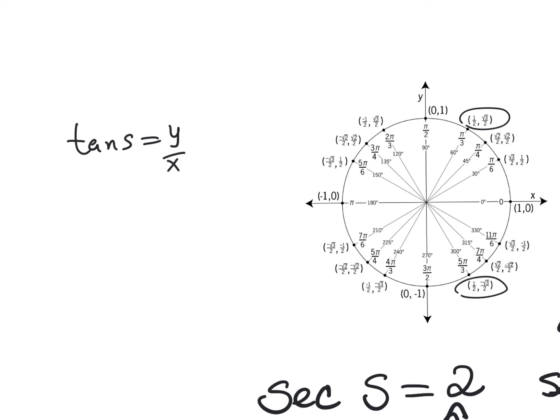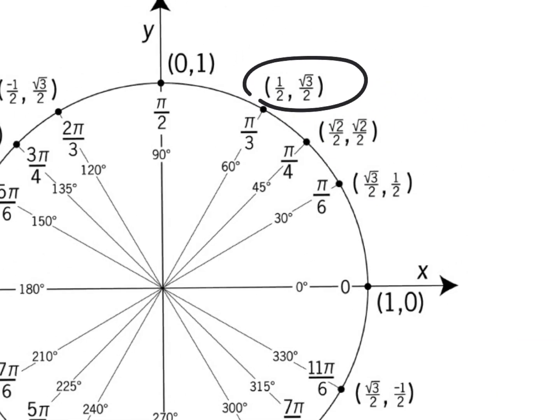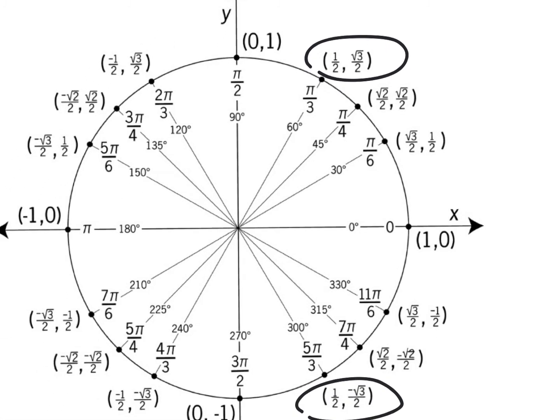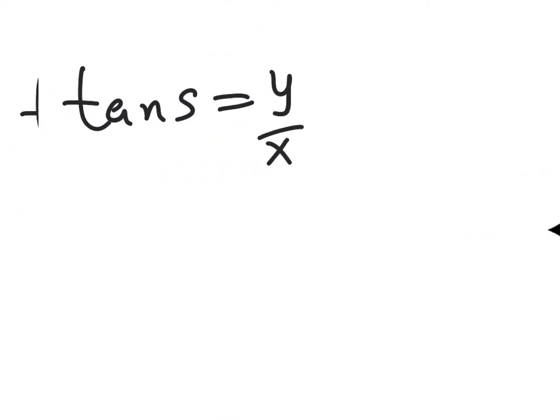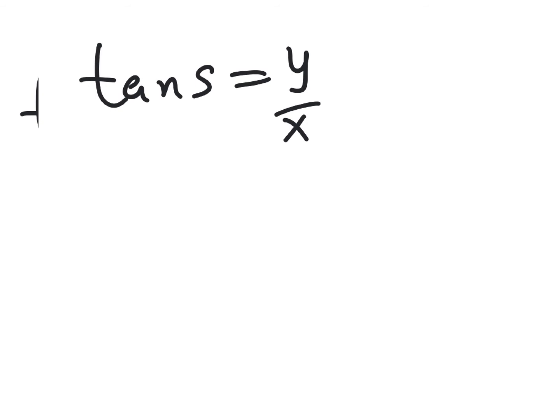You either have this one right here, root 3 over 2, comma 1/2. You have where they're both the same, root 2 over 2 and root 2 over 2. Or you have 1/2, comma, root 3 over 2. What they've done on all of these is just change the signs. So what might help you is to figure out what all of the ordered pairs become when you divide y by x.